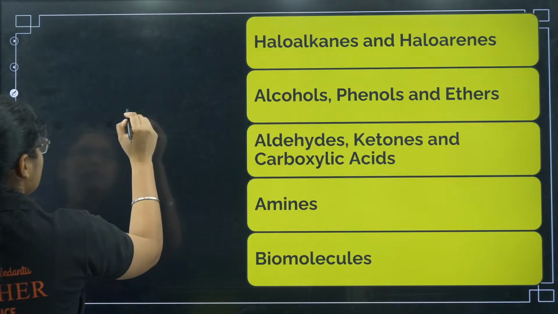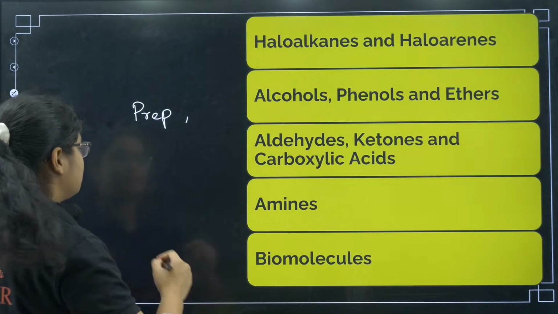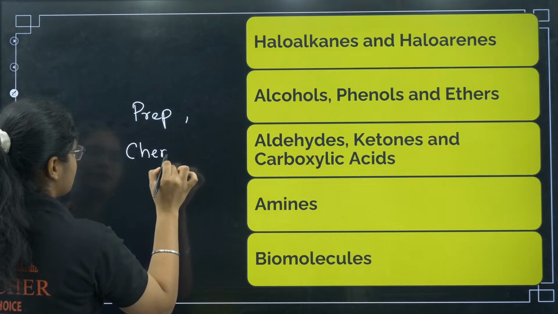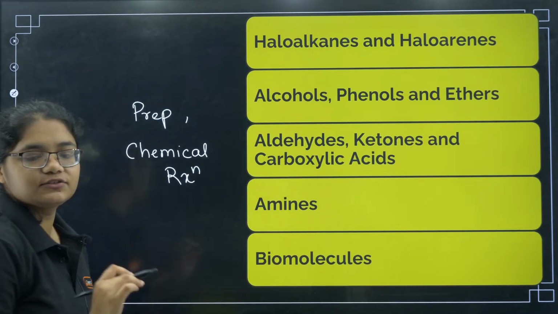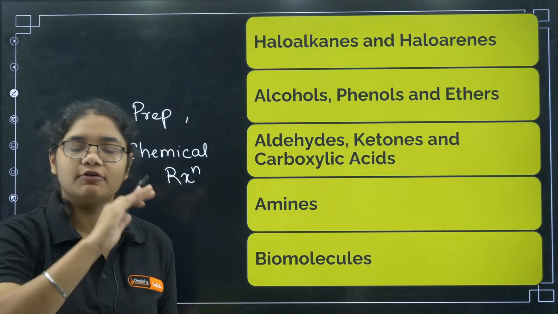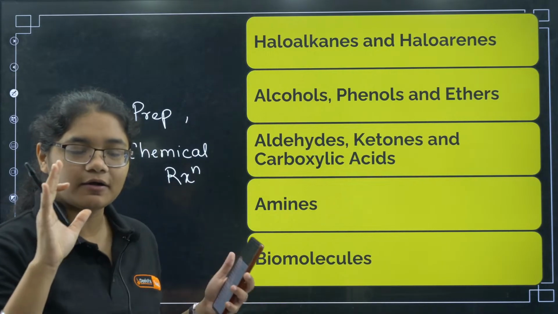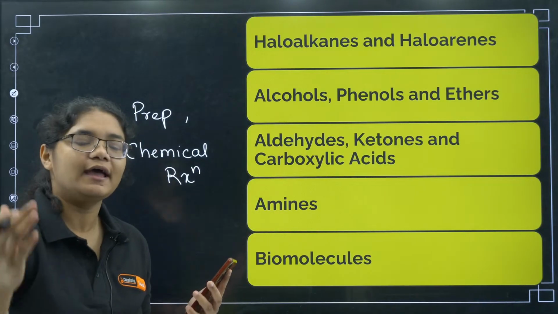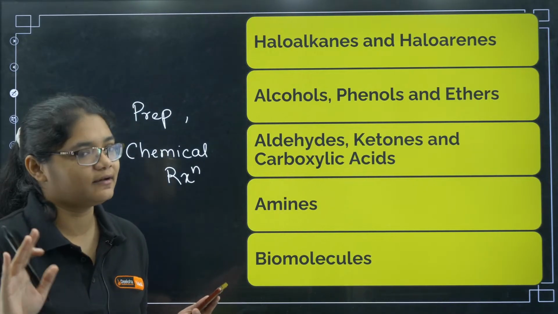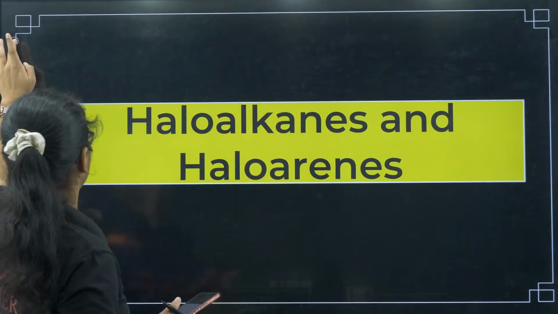Okay, so for every chapter, what you have to remember and revise now: the preparation methods, and then the chemical reactions. These two things we have to revise for all the chapters. Please take a screenshot of this quickly, and at the end of the session you can go and revise them. Or if you have your short notes, you can prepare or revise from that.